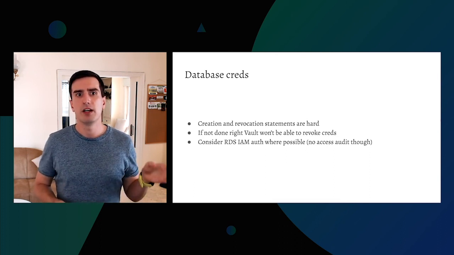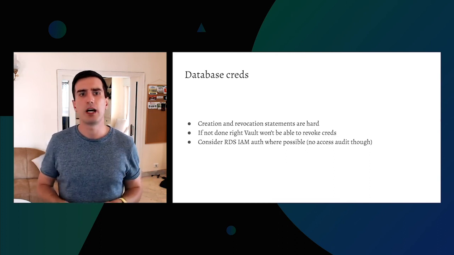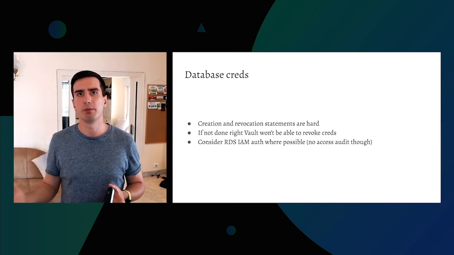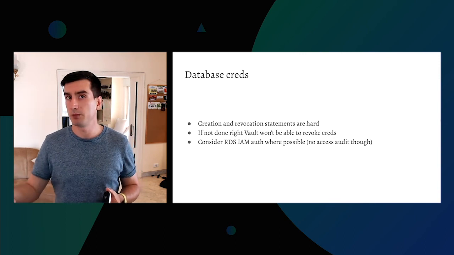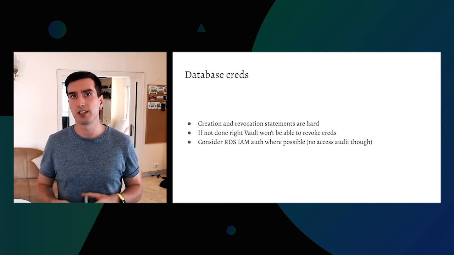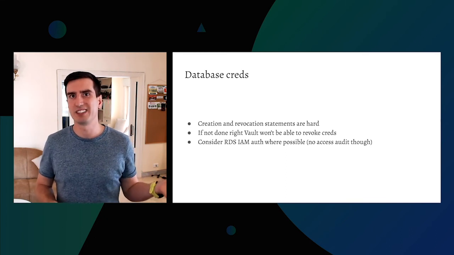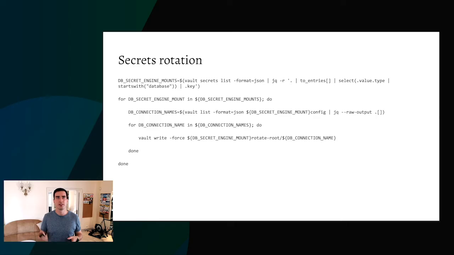so be ready for that. Another option you have in AWS, you have RDS IAM, but there is no access audit, because RDS IAM at this moment in time doesn't surface in CloudTrail. So it's basically the same from an audit perspective, more or less the same as a shared username and password.